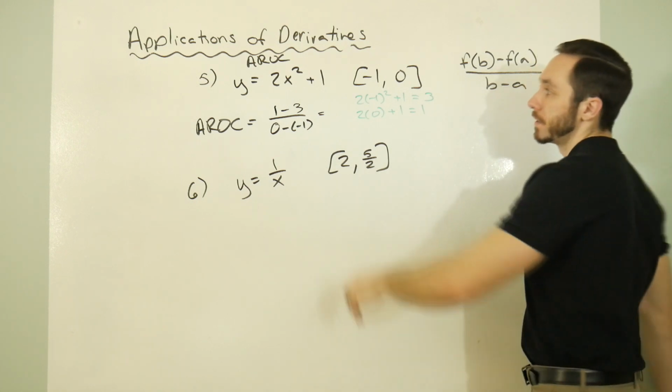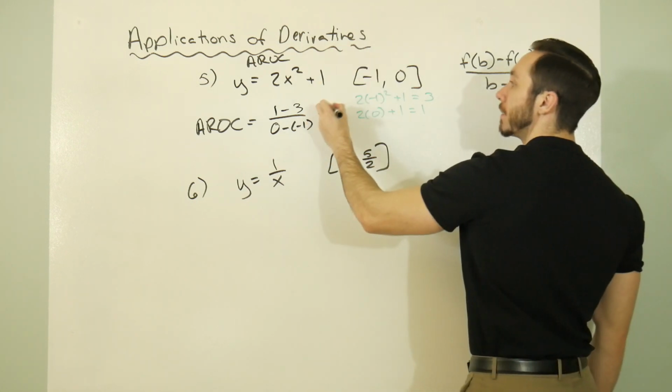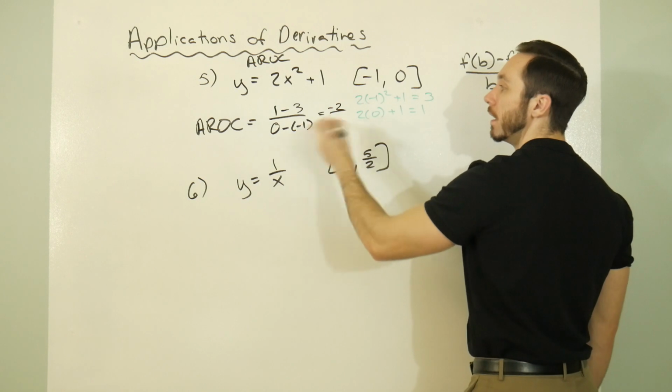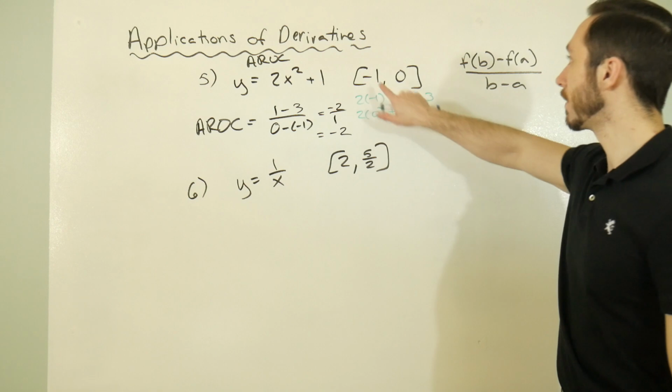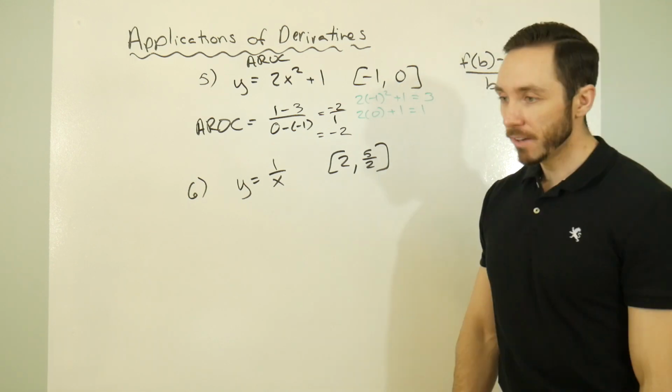Finishing up the problem, this should be reminiscent of your Algebra 1 days. We end up getting -2 over 1. So the average rate of change here, the average slope of this parabola from -1 to 0, is -2. All right, let's look at the next one.